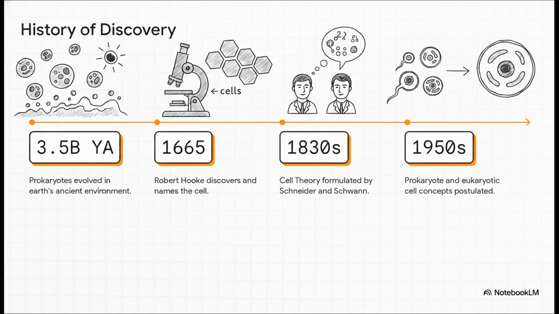Now, fast forward way ahead to the year 1665. An English natural philosopher named Robert Hooke was looking through a compound microscope and discovered these fascinating honeycomb-like structures. Because they looked like tiny compartments, he named them cells, which actually translates from Latin as small rooms. But interestingly enough, it wasn't until much later in the 1950s that scientists fully postulated the distinct concepts of those ancient prokaryotic cells and the much more complex eukaryotic cells.